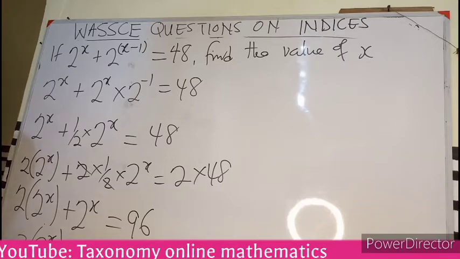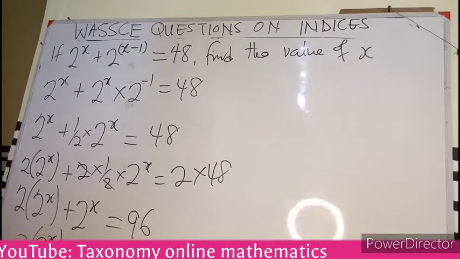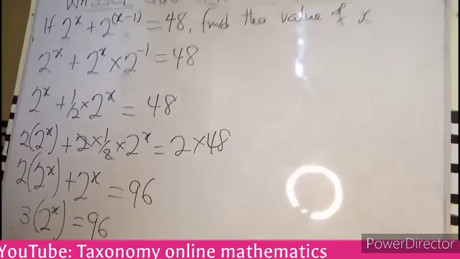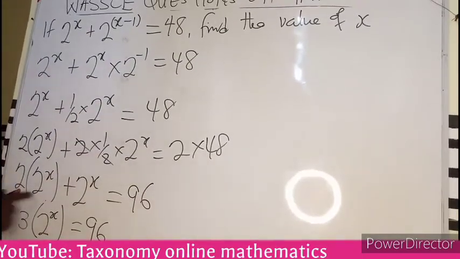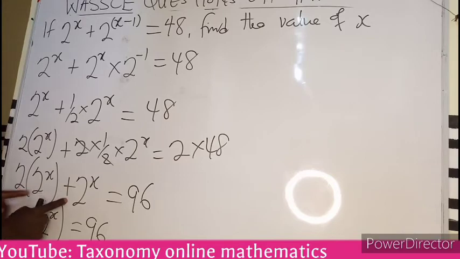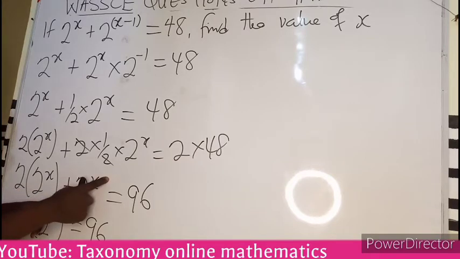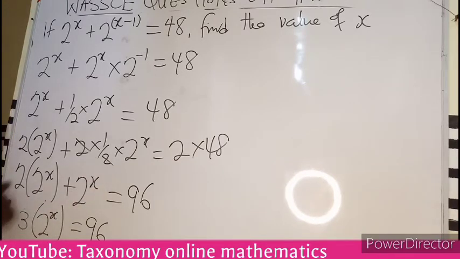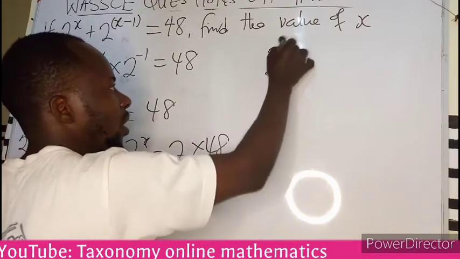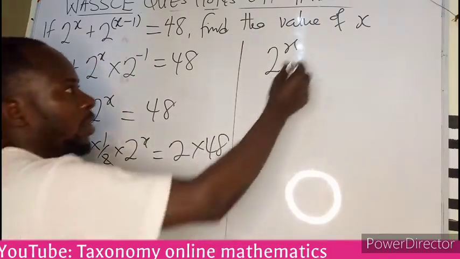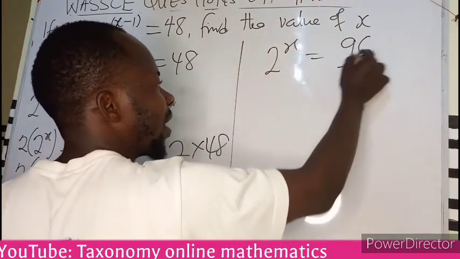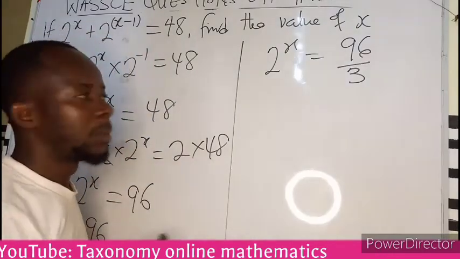I believe you have gotten the concept that since we are having 2 of the 2 exponent x plus 1 of the 2 exponent x, it becomes 3 of them. Or better still, let 2 exponent x represent a particular variable. Then you can get what I'm having here. So I am looking for this. So I divide through by 3. So 2 exponent x equals 96 divided by what? 3. What do we get?